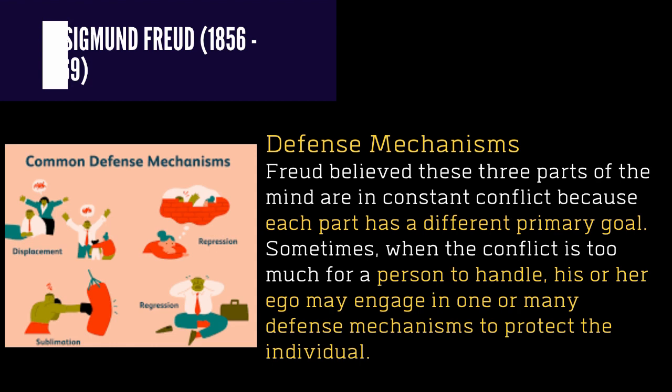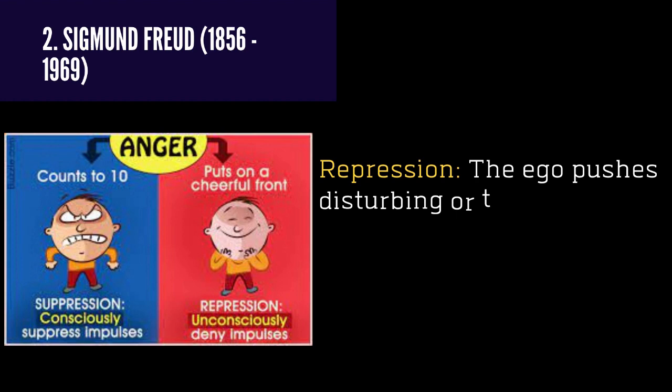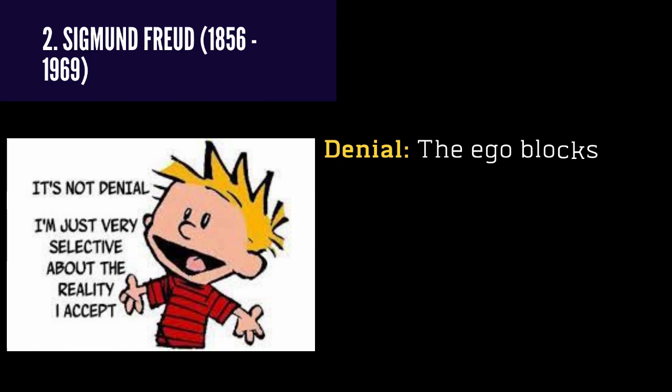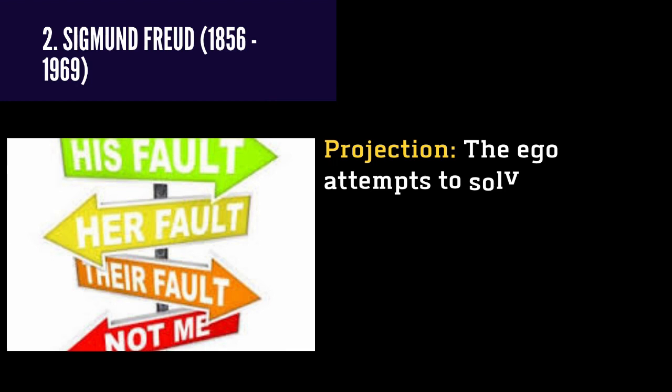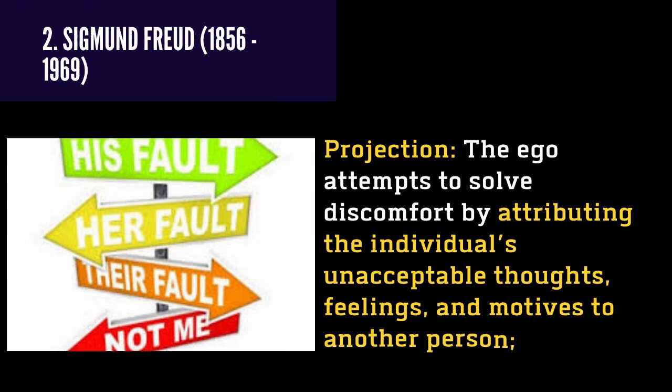These defense mechanisms include repression. The ego pushes disturbing or threatening thoughts out of one's consciousness. Denial. The ego blocks upsetting or overwhelming experiences from awareness, causing the individual to refuse to acknowledge or believe what is happening. Projection. The ego attempts to solve discomfort by attributing the individual's unacceptable thoughts, feelings, and motives to another person.